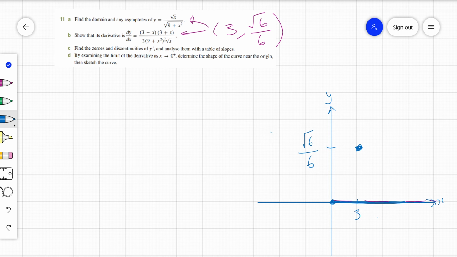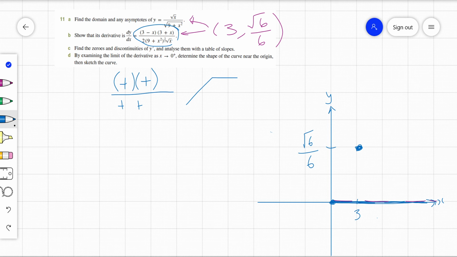if I put 2 in here, that first bracket is going to be positive still. So I've got a positive and I'm times by a positive, so the top's going to be positive. Then I've got a 2, which is positive. I've got 9 plus x squared, which is always positive, and then the power of 3 over 2. Now I've got root x, which is also positive. So it's going to be a positive gradient in front of positive gradient, so it's going to be increasing.